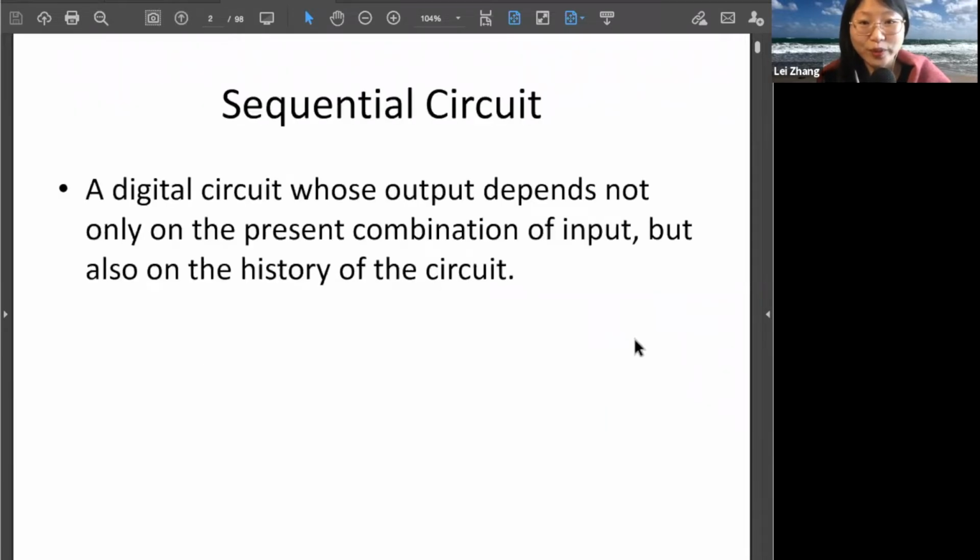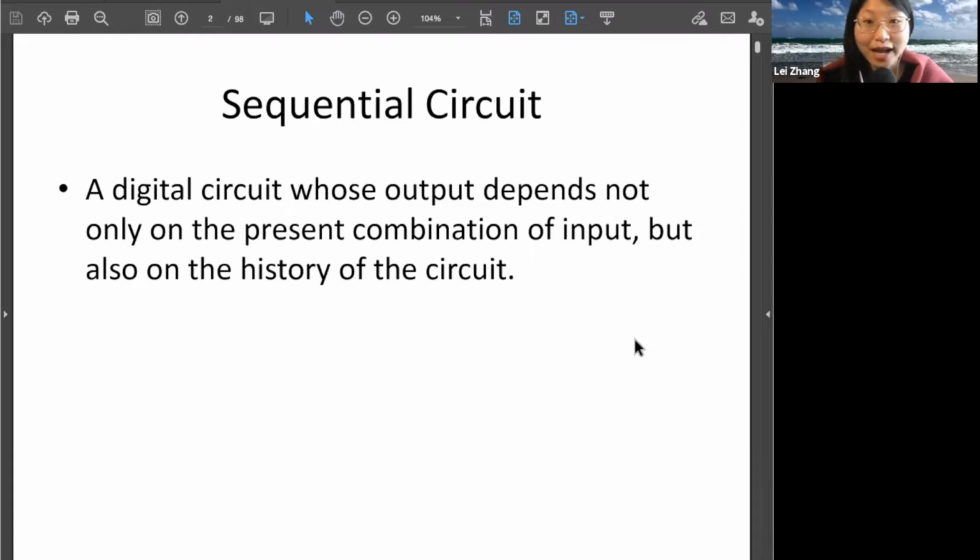Okay, so what is a sequential logic? It is a digital circuit whose output depends not only on the present combination of inputs, but also on the history of the circuit. That means it will include memory, so it remembers what the past states are.